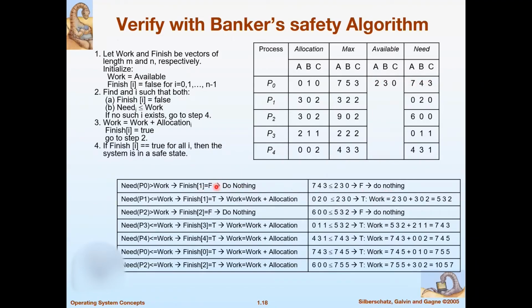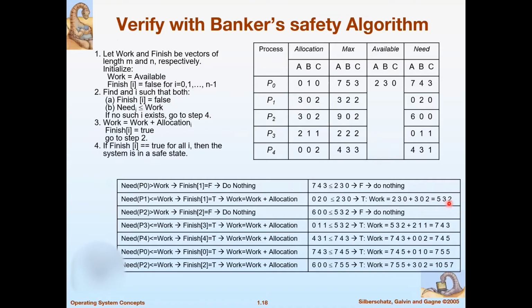For process P1, the future need is 020, which is less than available 230. So P1 can complete. After completion, the available resource will be 230 plus 302. This 302 is the allocation of P1. So it will now become 532. So this is the current available after the completion of P1.